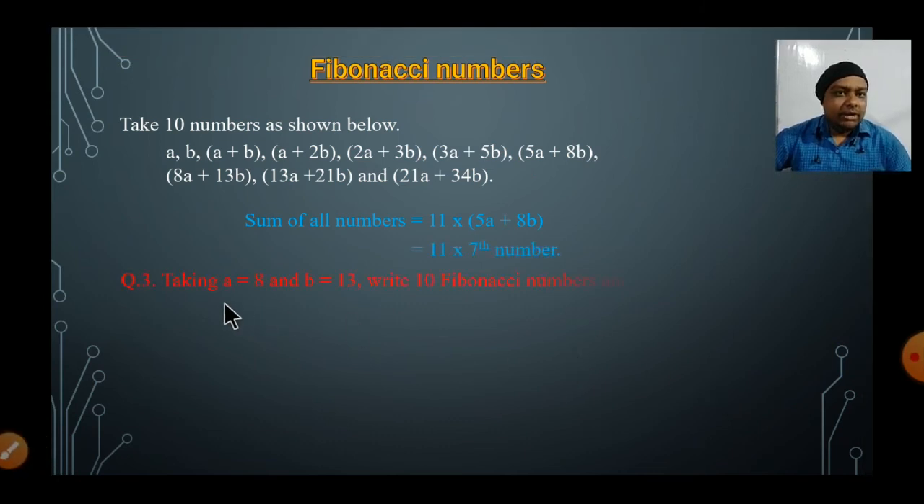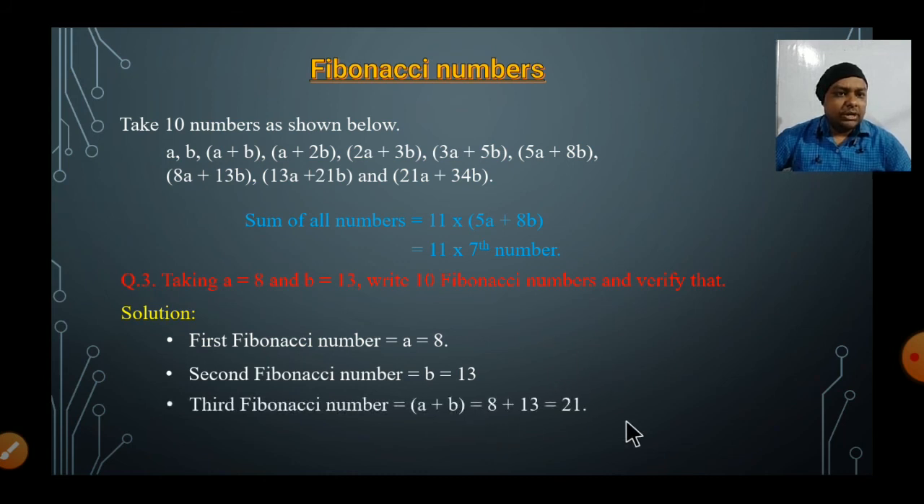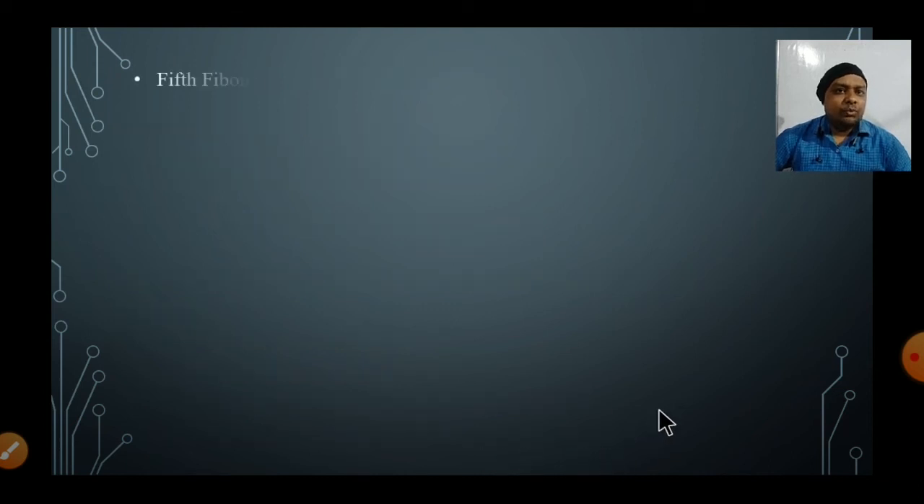Now here the value of A is given and B is given. So right now we will find all the values of the Fibonacci numbers. So at first, Fibonacci number A is equal to 8. Second Fibonacci number B is equal to 13. Now third Fibonacci number A plus B. So A plus B is equal to what? 8 plus 13, 21. Fourth, A plus 2B, it means 8 plus 2 into 13, that is 34. Now fifth Fibonacci number 2A plus 3B, that is 2 into 8 plus 3 into 13, that is 55.